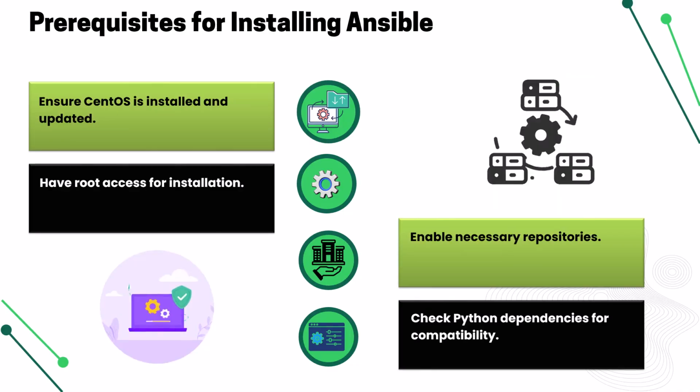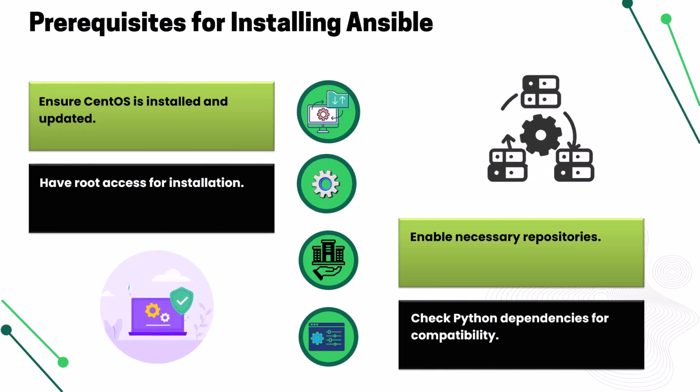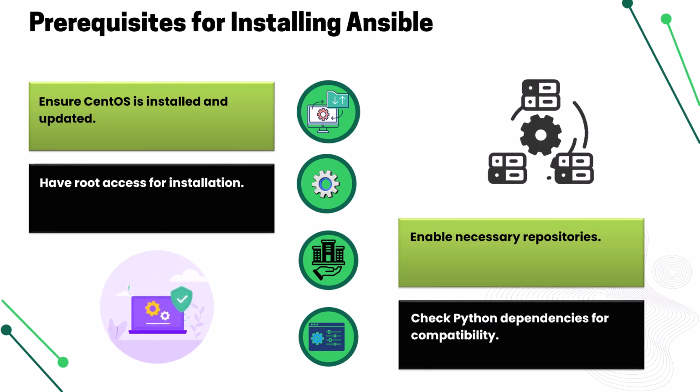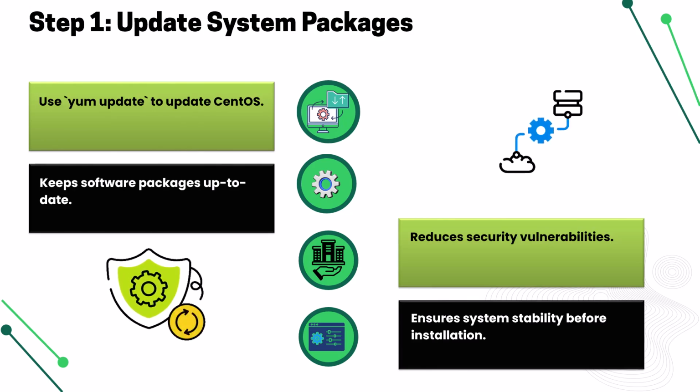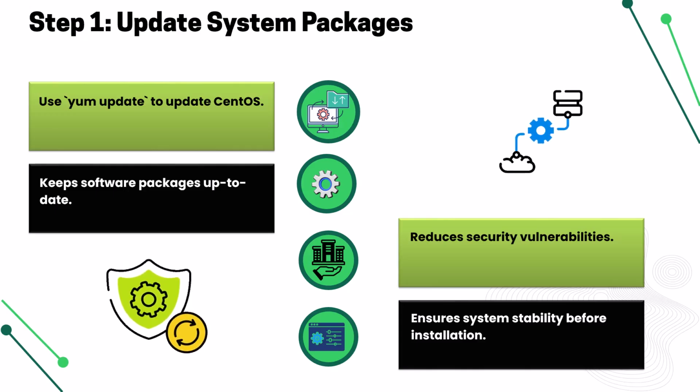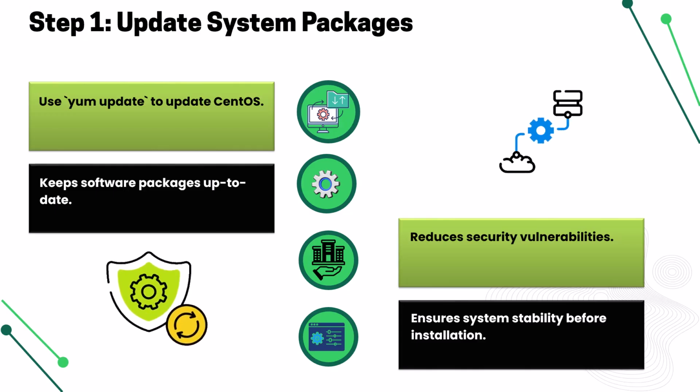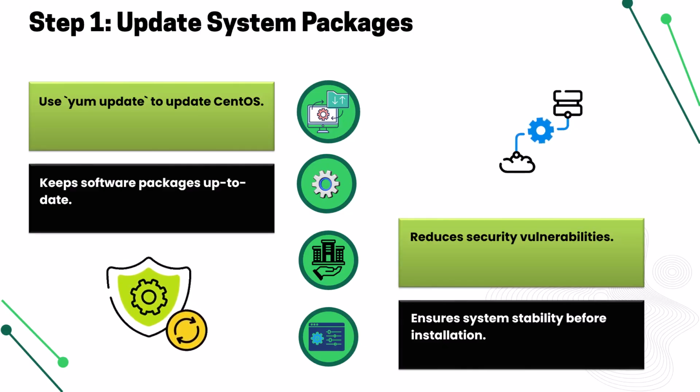Sounds good, right? Before jumping into installation, let's get our ducks in a row. We need an updated CentOS system, root access, proper repositories, and Python dependencies in place. Without these, installing Ansible is like trying to bake a cake without flour. Just a messy situation. First things first, let's freshen up CentOS with a system update. Think of it like stretching before a workout. It keeps things stable and secure before we dive into installing Ansible.